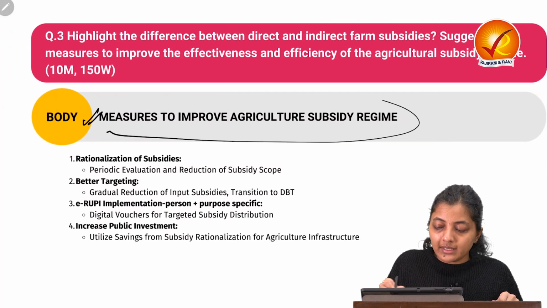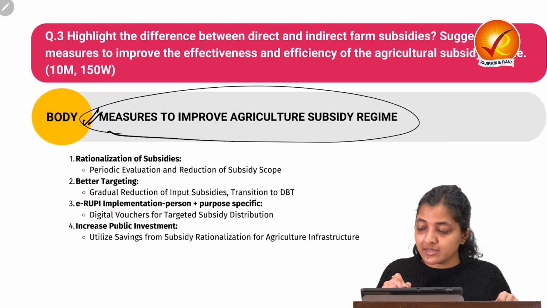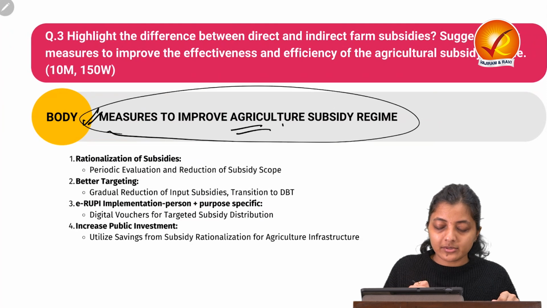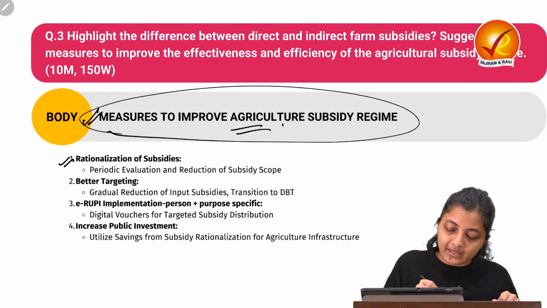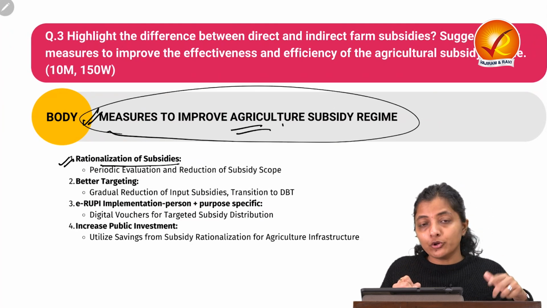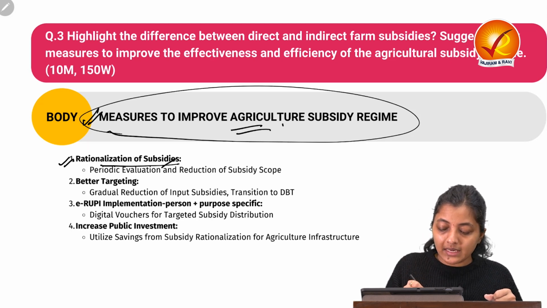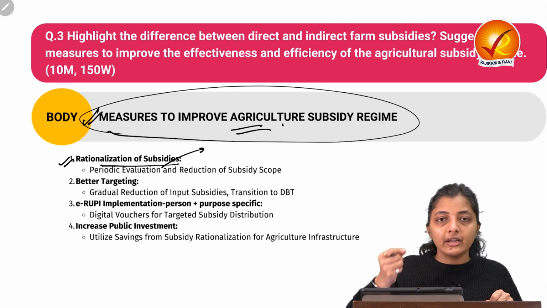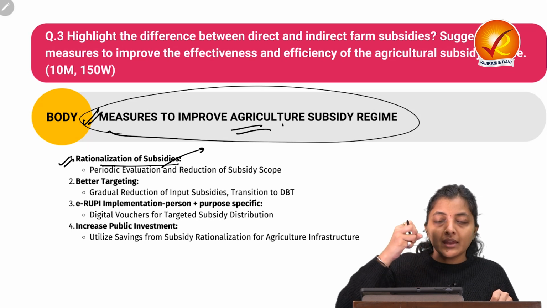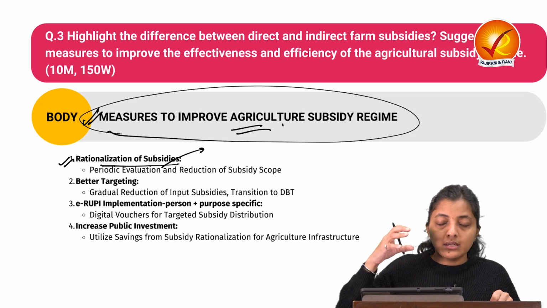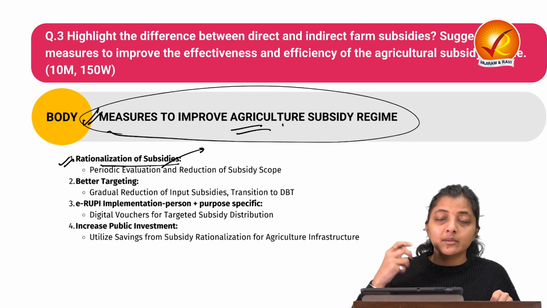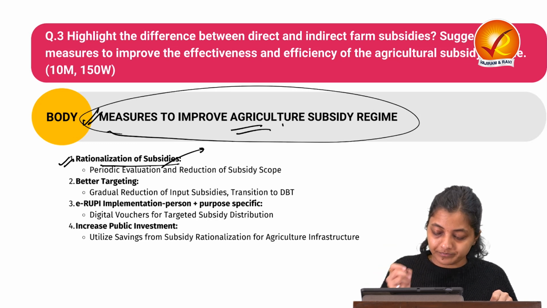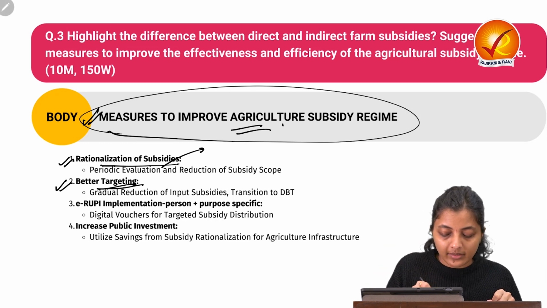Okay, moving on to the next part. What measures can we take to improve the agriculture subsidy regime? The very first thing is rationalization. We need to periodically evaluate where to exclude, where to include, which crops to include, how it is distorting the pattern, like how we need to rationalize and make it more target based. Next is about the better targeting.